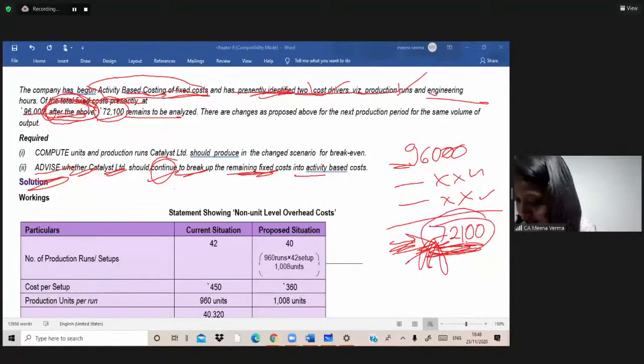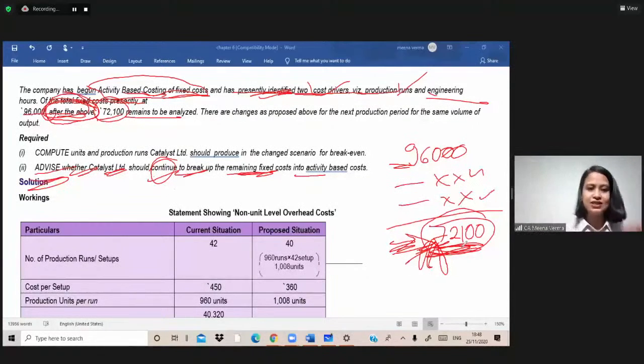Yes, I got the answer from Ambika. She's saying yes, because it would bring a more accurate costing system. It will help us analyze the condition in a better way. So it is good to further bifurcate the remaining fixed costs. It is good to go. Now let us do the next topic.